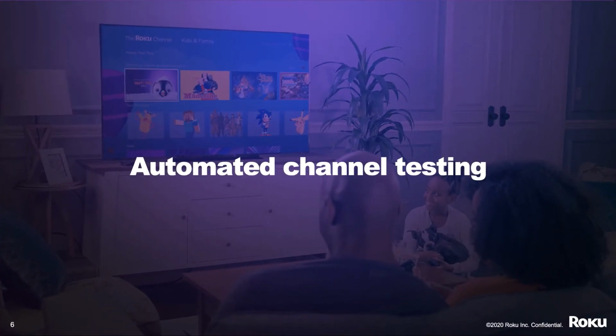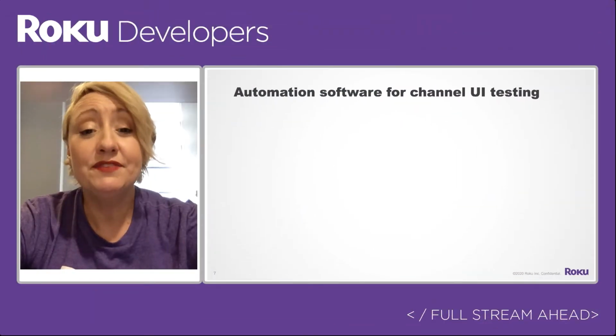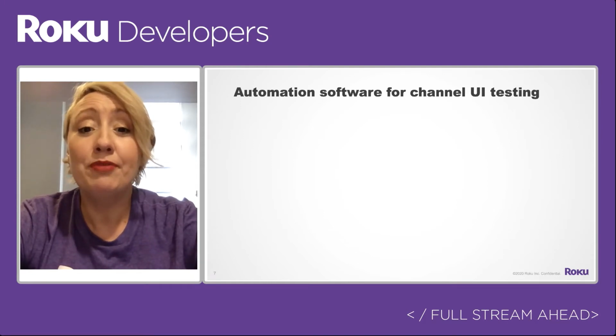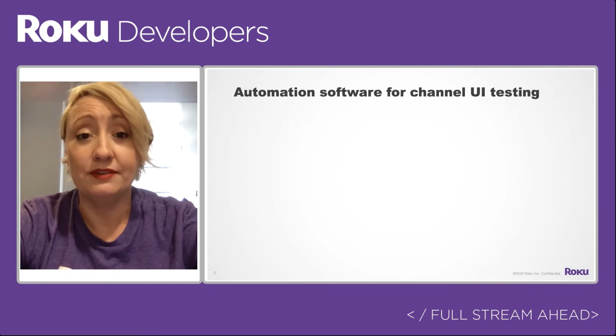Another new highly requested feature we introduced this year was our automated channel testing software. Collectively, this suite of software enables developers to automate and scale their QA and channel certification testing during development and before submitting a channel for publishing. Specifically, this software allows developers to conduct state-driven UI testing across multiple devices simultaneously. There are three main components to our automation software suite.